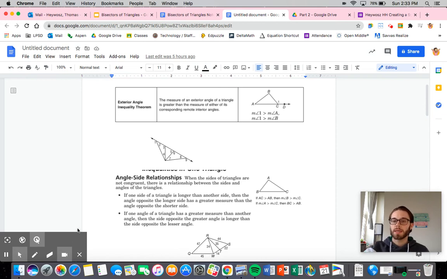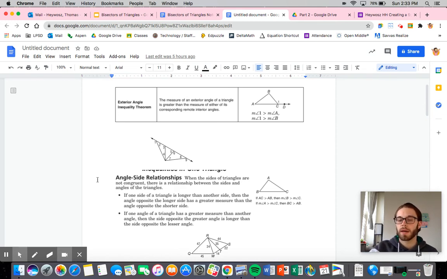Hi, everyone. Just wanted to take a minute to talk a little bit about inequalities involving one triangle. This is kind of the first step in our discussions on inequalities involving triangles. And the first theorem that we have encountered in regards to this is something called the exterior angle inequality theorem.